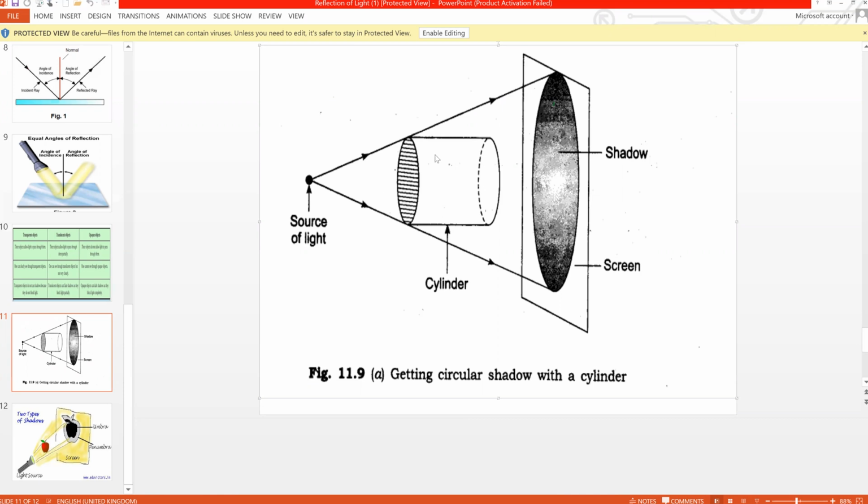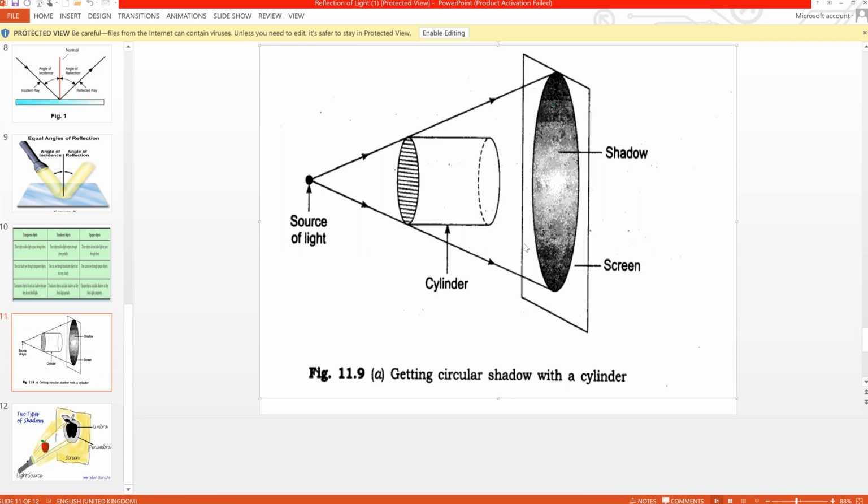If I place this cylinder, the shadow will appear in the form of a cylinder. If I place a rectangle, the shadow will appear in the form of a rectangle. If I place a ball, the shadow will appear in the form of a ball. So this is how the shadow appears on the screen.